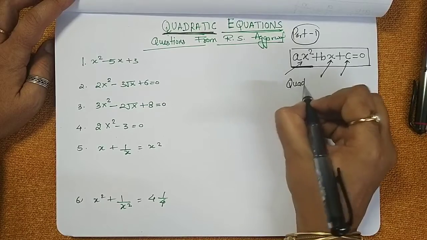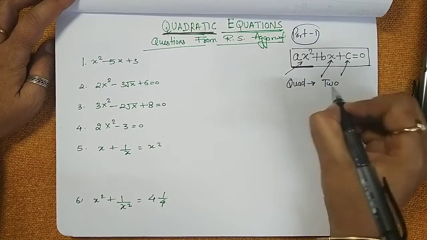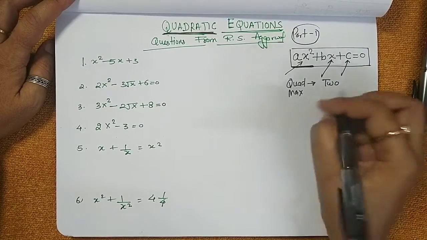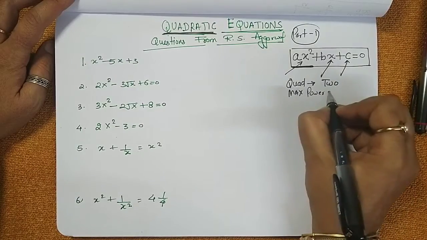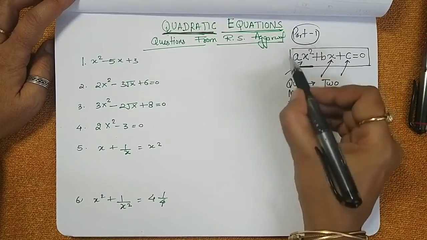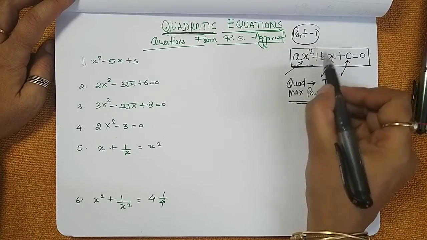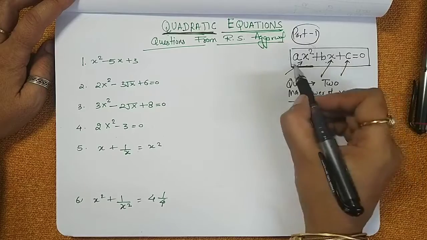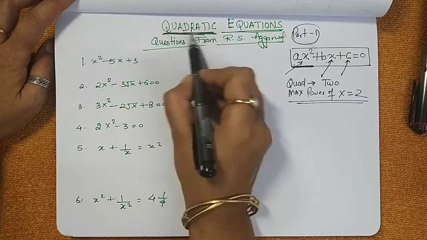See, the literal meaning of quad means 2. So the maximum power of x has to be 2. So this term is a must. The other two terms may be missing or present. If that is the equation, that is called a quadratic equation.